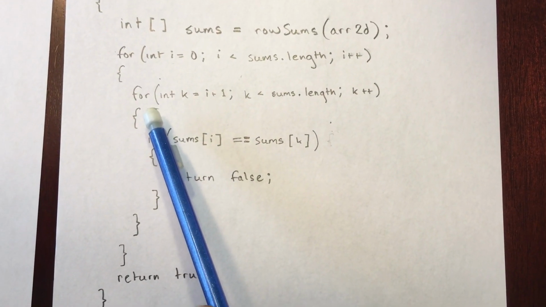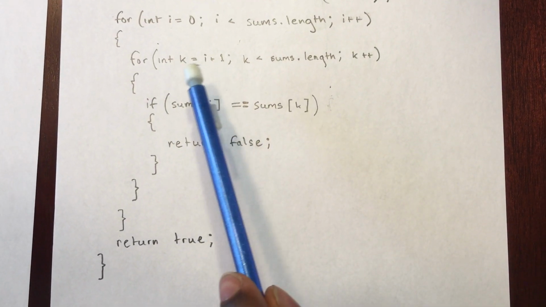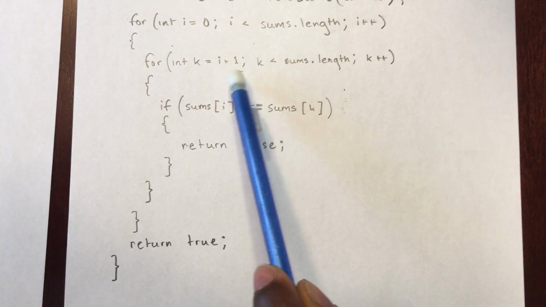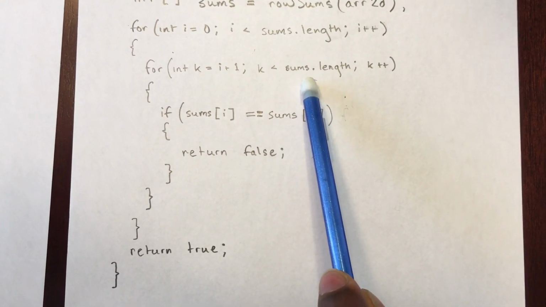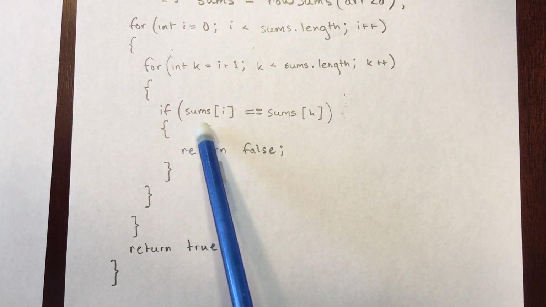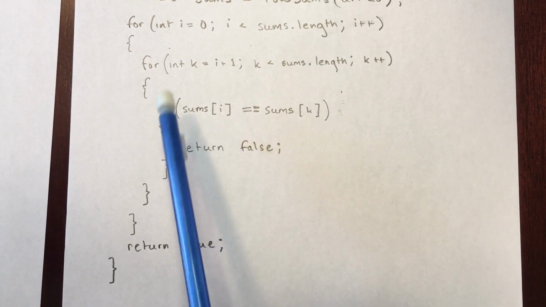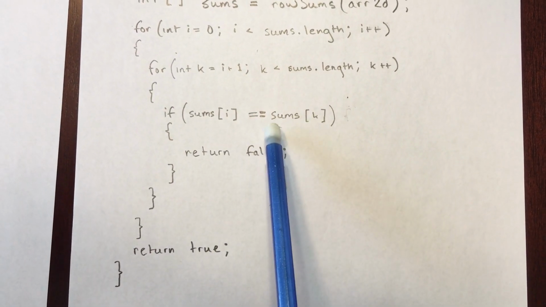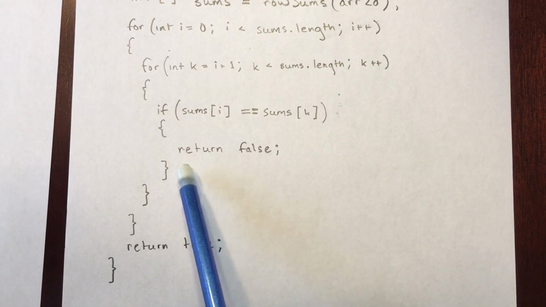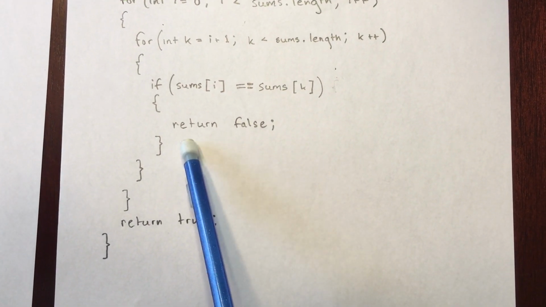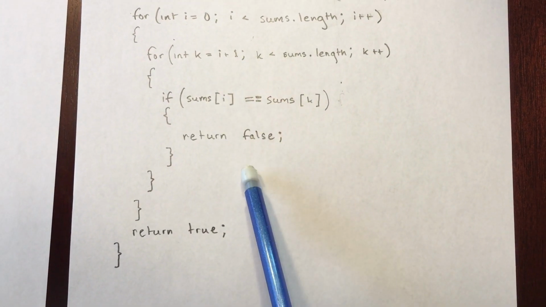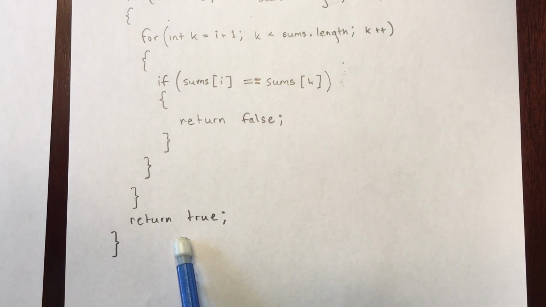Inside that there's another for loop that iterates through the remaining values starting at index i plus 1, and that goes on until the end of the array of sums. And within that we say if the value coming from this loop is equal to the value generated by this loop, that it is not diverse, so it returns false. And if we run through all of this and no values are the same, at the end of the program we return true.